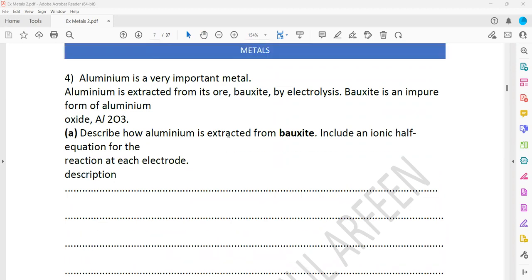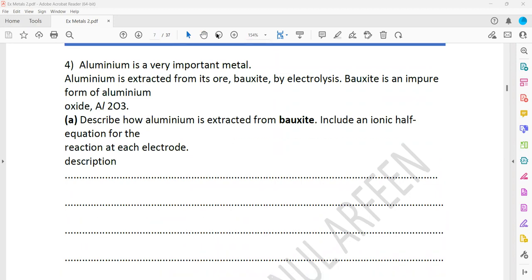The next question is related to extraction of aluminium. Aluminium is an important metal. Aluminium is extracted from its ore, bauxite, by electrolysis. The bauxite is an impure form of aluminium oxide. To describe how aluminium is extracted from bauxite, include an ionic half equation, the reaction at each electrode, and the description. Means the process you have to mention.